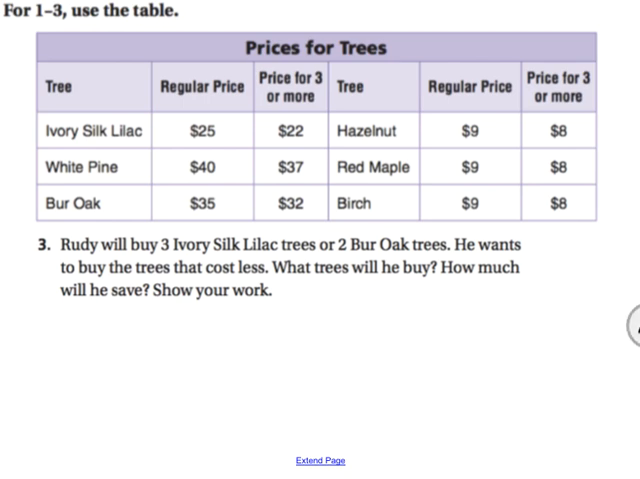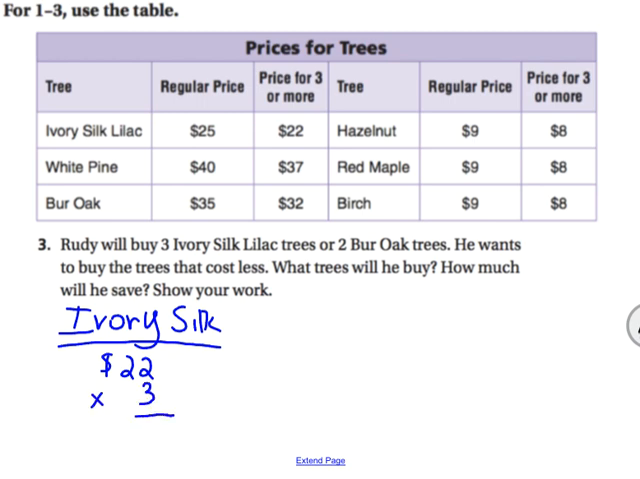3 ivory silk lilac, I'm buying 3 of them. So it's $22 each. So I'm going to do $22 times 3. So far, the ivory silk lilac is going to cost $66. Now I have to see 2 bur oak trees.